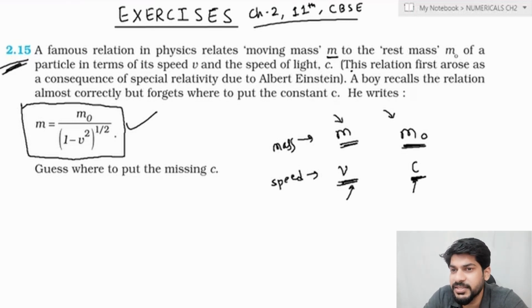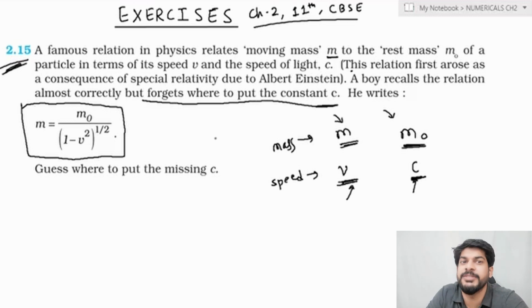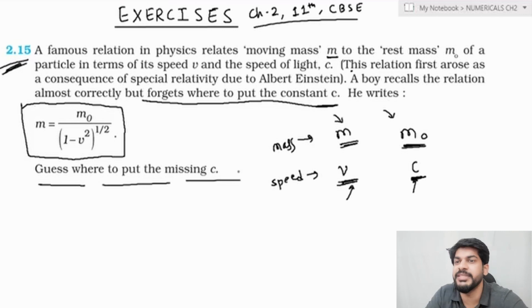So the question is, is this the right equation? Is there any problem with this or not? Now you can see here, he forgets where to put this constant c. There is no c here, and c is the speed of light. So he hasn't put that c over there. We have to guess where to put the missing c. That is our task over here.